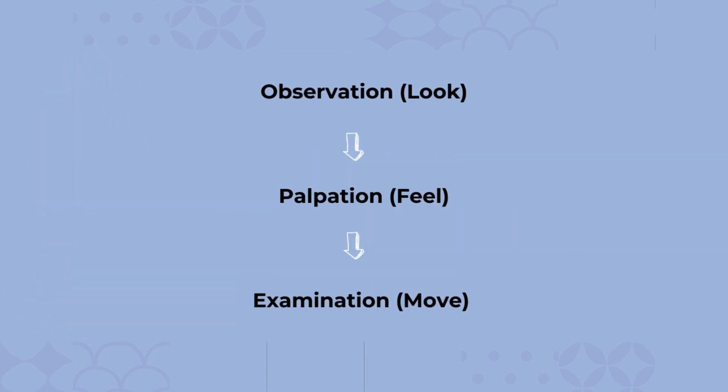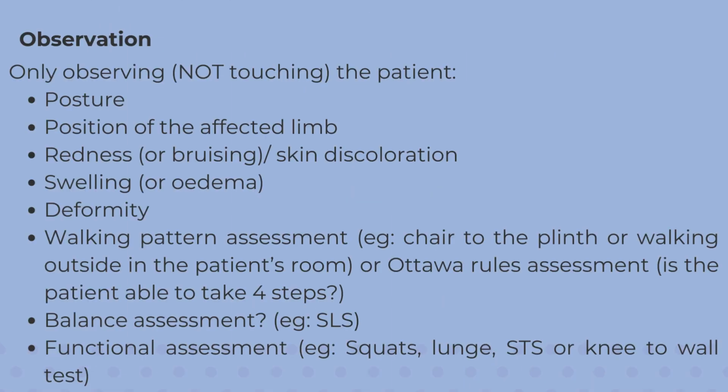In the objective assessment, there are three components: your observation, that is your looking; palpation, that is your feeling or feel; and examination, that is you are moving the affected joint and the joint above and below. All right, let's begin. In the observation component, you are only observing.